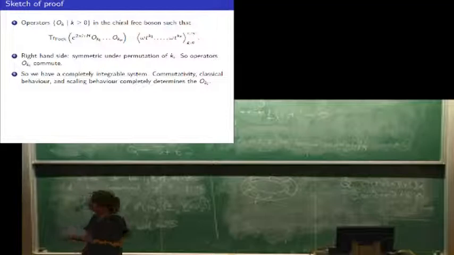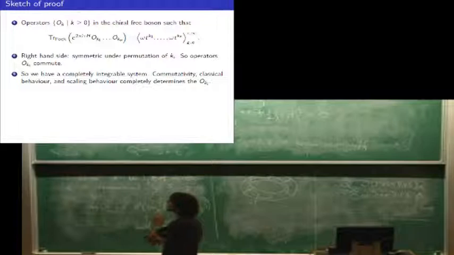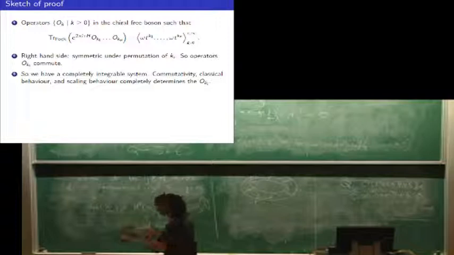And there aren't very many of those. This is some quantum W algebra. It's completely determined by its classical behavior. There's a unique way to turn these classical things that Poisson commute into a series which actually commute.